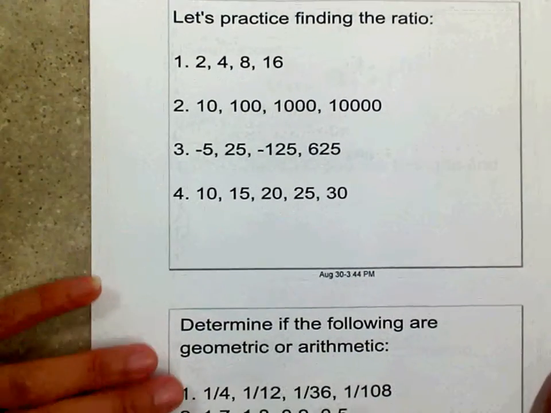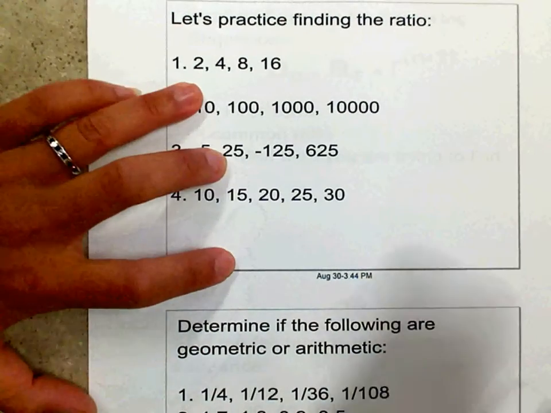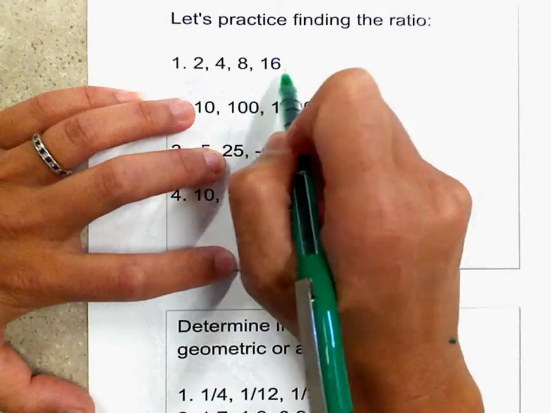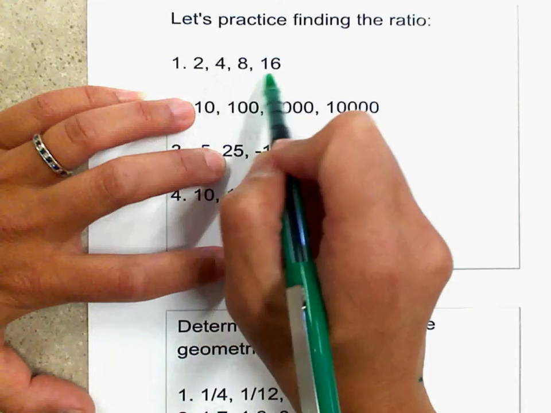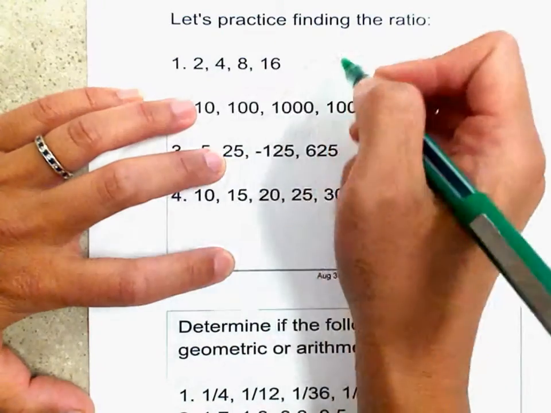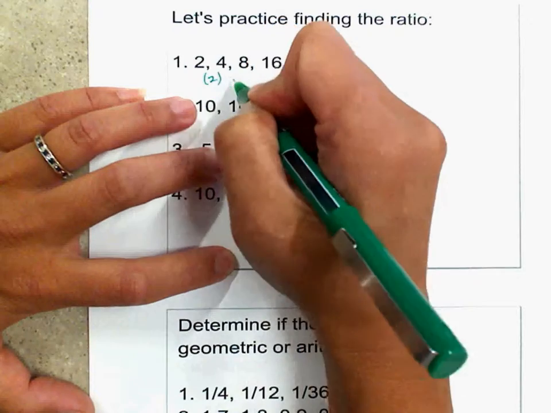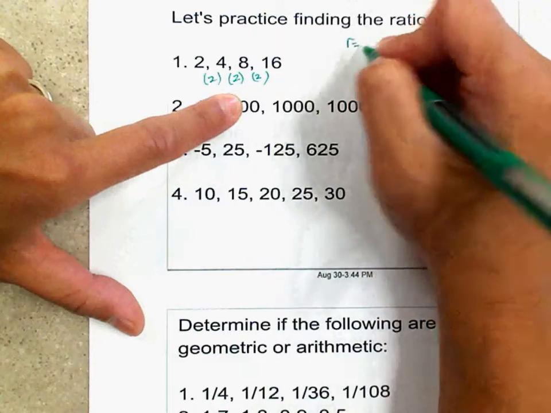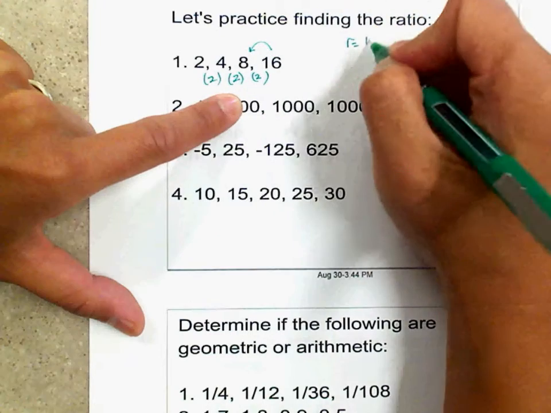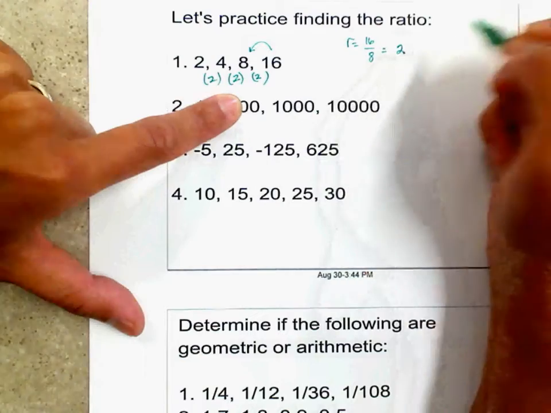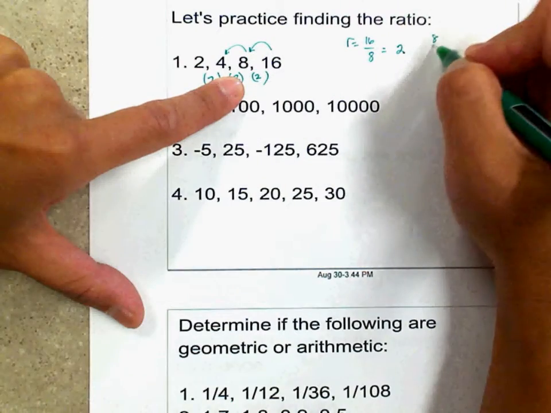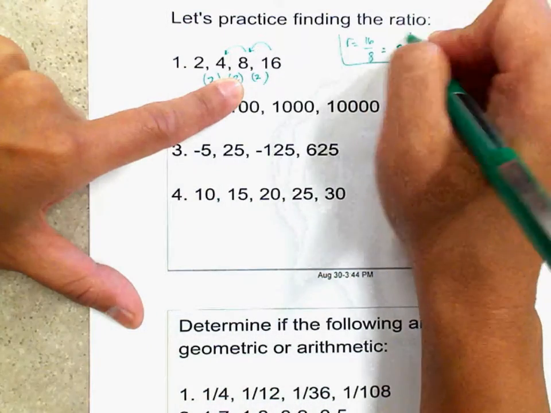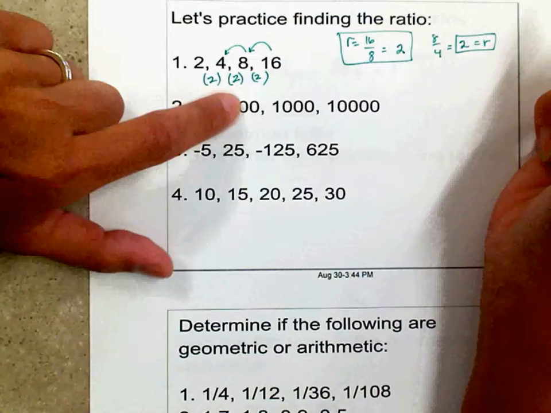So let's practice finding some ratios. Let's look at number 1. How would you find R? If you notice, there is a pattern: 2, 4, 8, and 16. What pattern do you notice? You are multiplying by 2. But if you didn't know that, to find R, you can take 16 divided by 8, that gives you 2. 8 divided by 4 gives you 2. Notice how R is 2 both times. You're multiplying by 2. The opposite of multiplying is dividing.